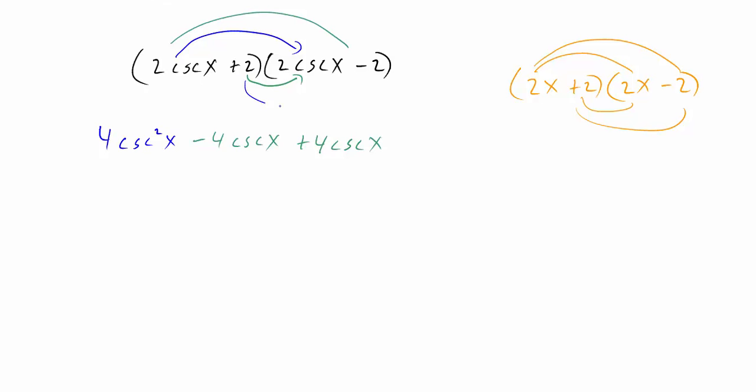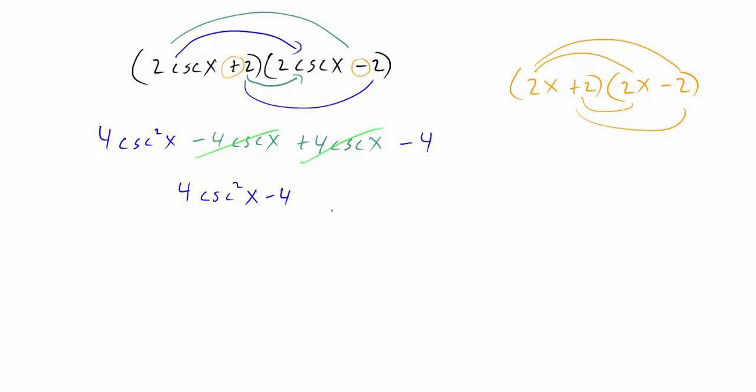And then if we take 2 times a negative 2 would be a negative 4. And here, because we ended up noticing, hopefully you did, that we had the same expression except for this one was plus, this one is minus, and that's where these middle terms, one negative, one positive, are going to cancel out. So therefore we're left with 4 cosecant squared x minus 4.